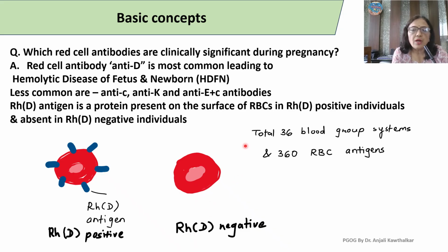Now, it is such a vast subject of blood group systems that there are a total of 36 blood group systems, and 360 RBC antigens are altogether present, out of which these are the ones which are important for us as obstetricians because these can lead to HDFN, or these can lead to immunization adversely affecting the fetus and the newborn, and that is why we should remember only these, but there are a total of 360. It is such a small cell and it has so many antigens present over it, which are capable of producing antigen antibody reaction.